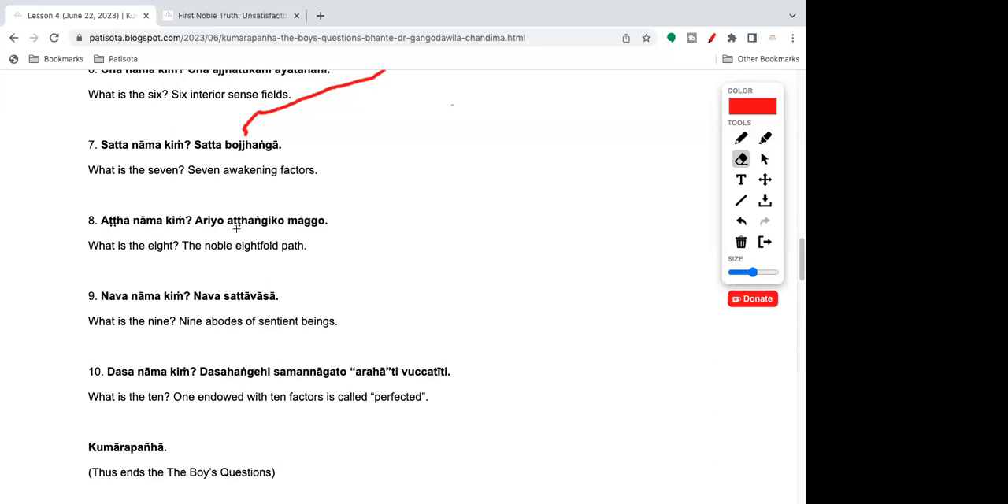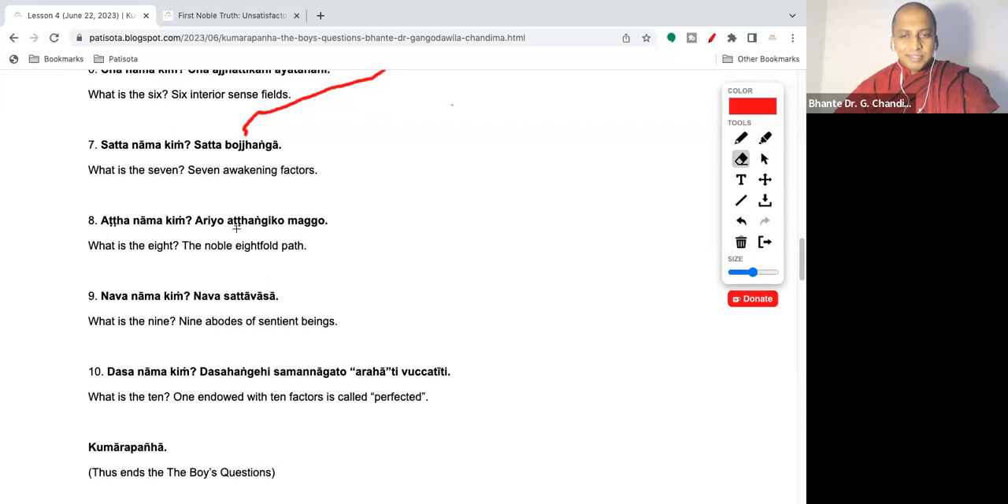Atangiko Mako. Not the T. This one. You can see this part. T. Not the. T is this one. Right? This is the. But this is THA. T. Right? Atta Nama King. Ariyo Attang Giko Magu.